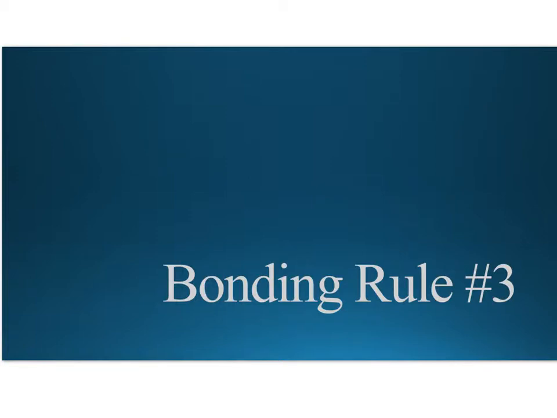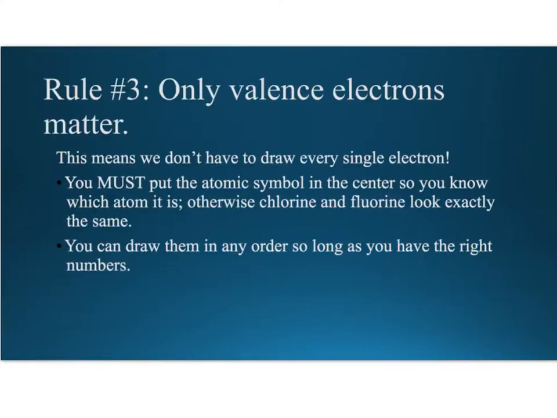All right, ladies and gentlemen, here you are on the last bonding rule. This is bonding rule number 3. So rule number 3 is that only valence electrons matter. And again, remember that this word valence means outside. Now, this rule is probably the best rule and should be your favorite because it is a giant shortcut.